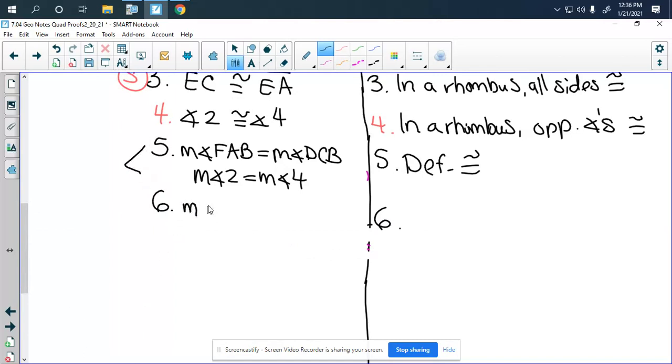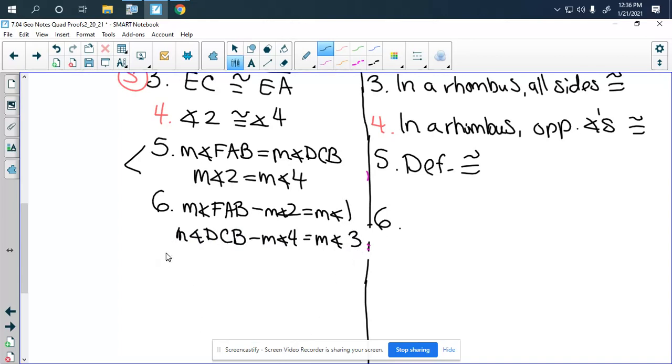So to do that, I'm going to take the measure of angle FAB. And again, if you haven't done this yet on your own, and now you feel like you're at a point where you can take it on your own, which you should all be able to do, pause the video and finish this part up on your own. So the measure of angle FAB minus the measure of angle 2 equals the measure of angle 1. The measure of angle DCB minus the measure of angle 4 equals the measure of angle 3. And that's your angle subtraction postulate.